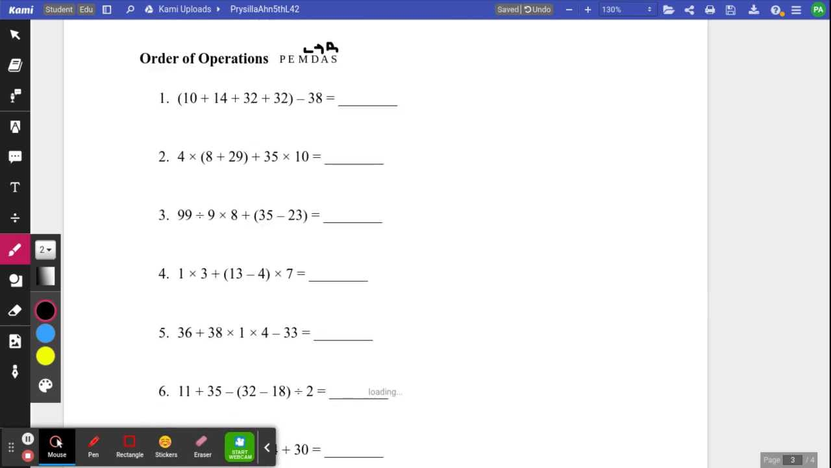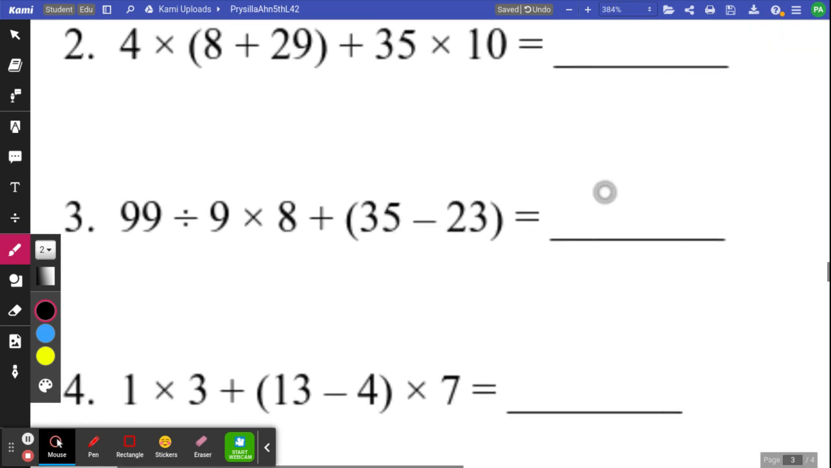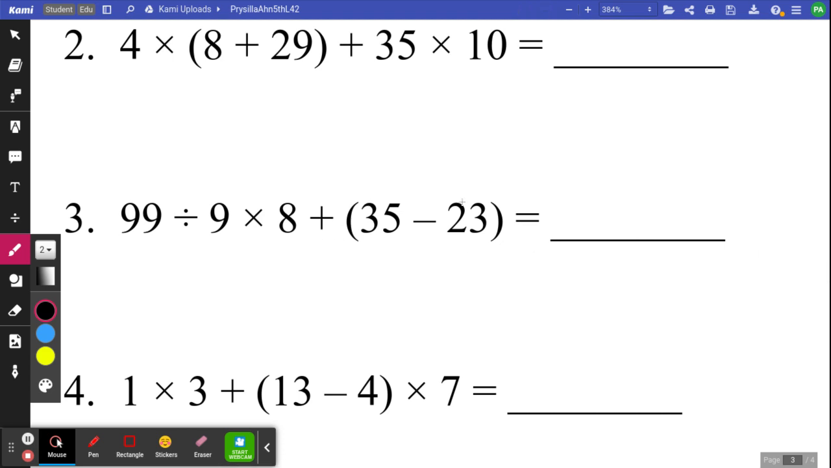Next, we will be doing order of operations. And once again, PEMDAS, and you have to remember that when it comes to the pairs of multiplication and division, and addition and subtraction, no matter what, you go left to right. So for example, number 3, we see that there's a parentheses. PEMDAS starts off with the parentheses, so let's work on this first. 35 minus 23 is 12. And we're going to bring everything down.